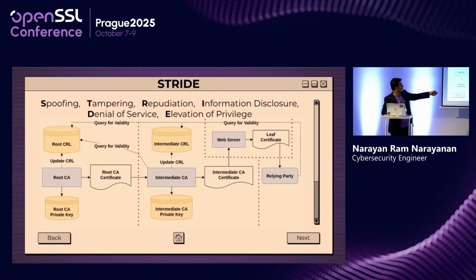Tampering is when the relying party accesses the intermediate CRL and then makes itself valid. That's when it's tampering. Just the CA is not tampering, but if the CRL is tampered with, I mean the CRL is modified, then it's tampering.